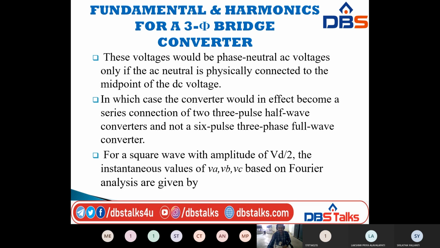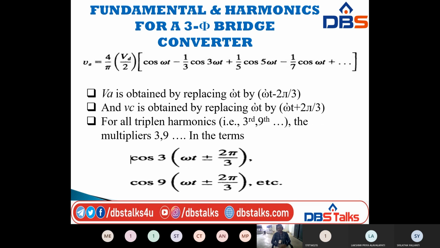So here I am taking one equation. VA, for one phase, is equal to 4 by pi into Vd by 2, cos omega t minus 1 by 3 cos 3 omega t plus 1 by 5 cos 5 omega t minus 1 by 7 cos 7 omega t, plus and so on. This is the instantaneous value of VA by using the Fourier method, the voltage at phase A.